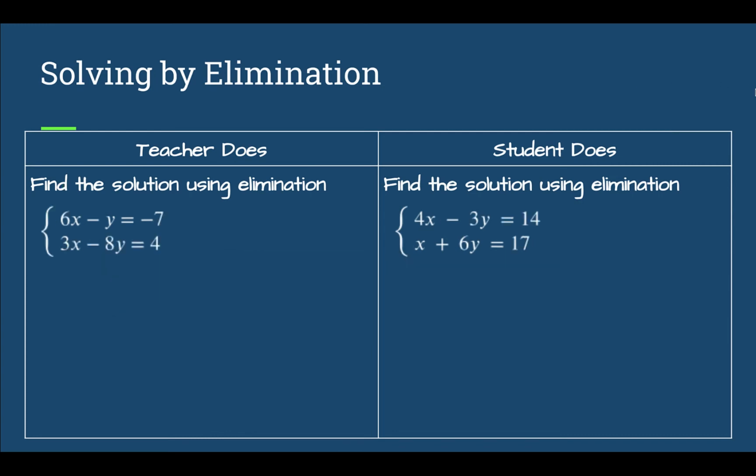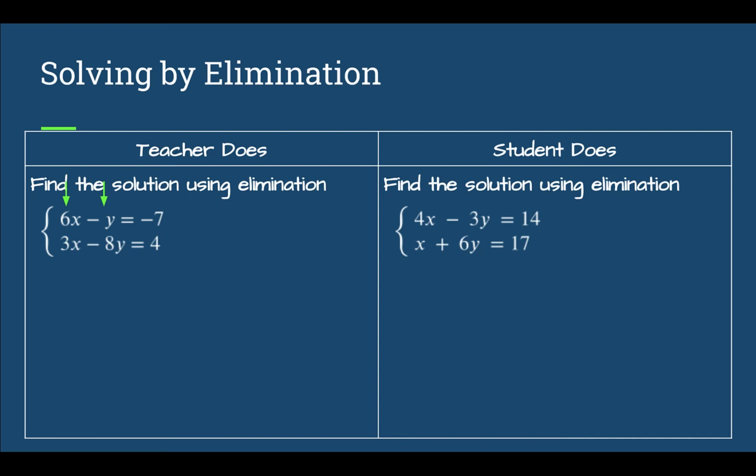So we're still going to use elimination. So 6x minus y equals negative 7, and 3x minus 8y equals 4. If I look at my coefficients of x and my coefficients of y, neither of them are exact opposites of each other. So I have 3 and 6, or negative 1 and negative 8.